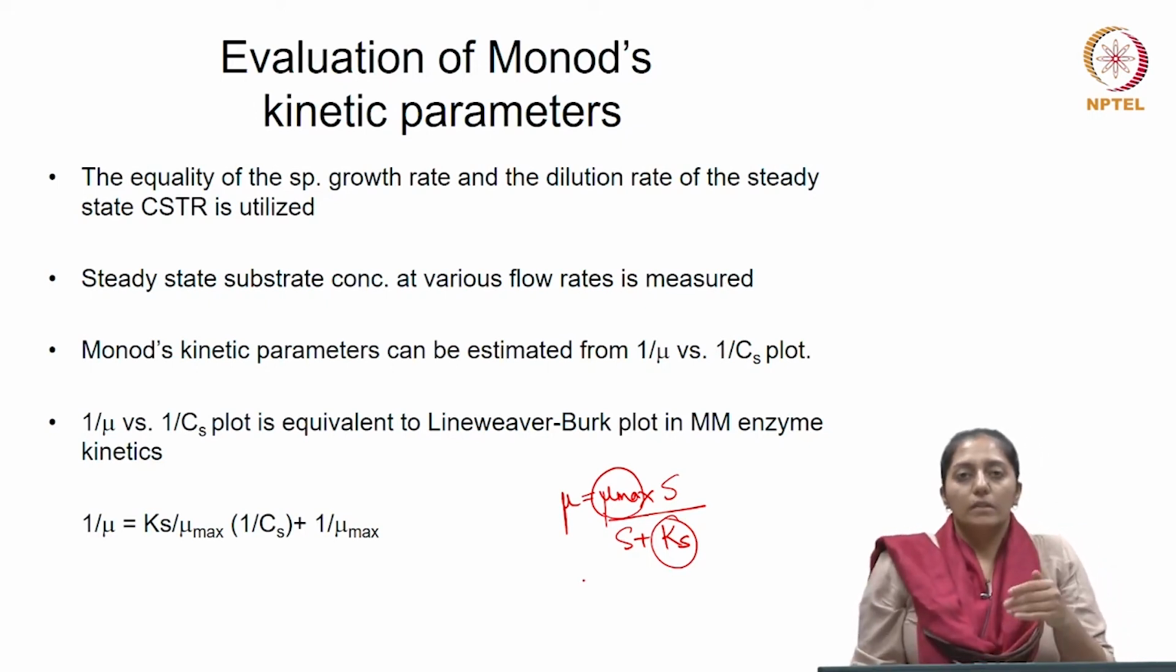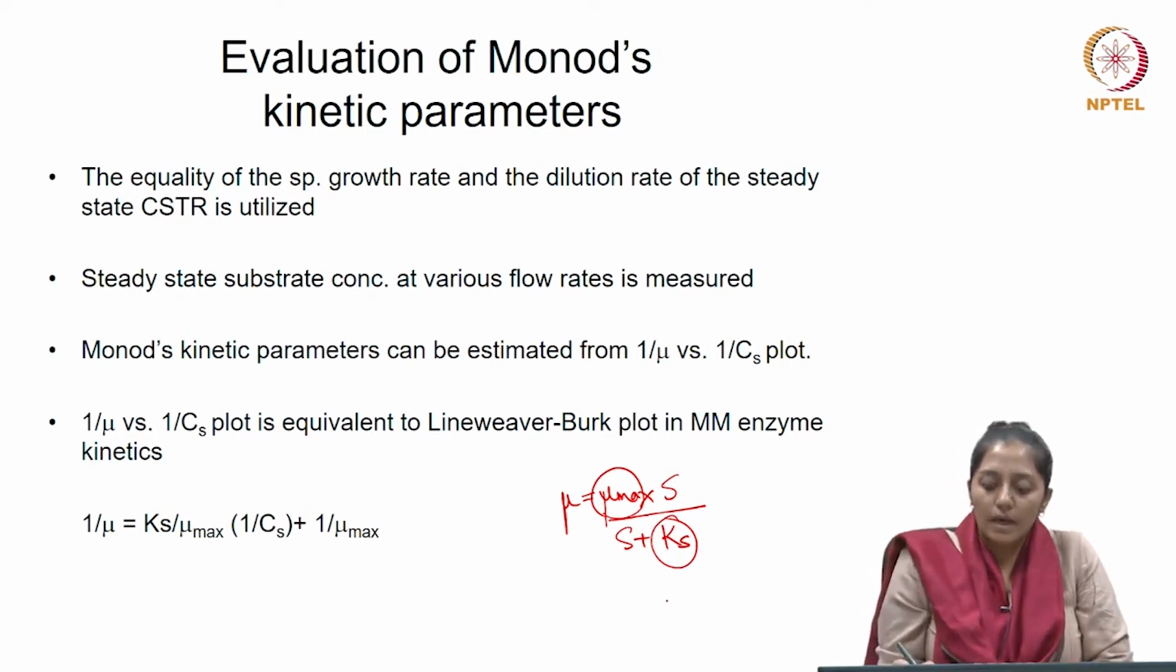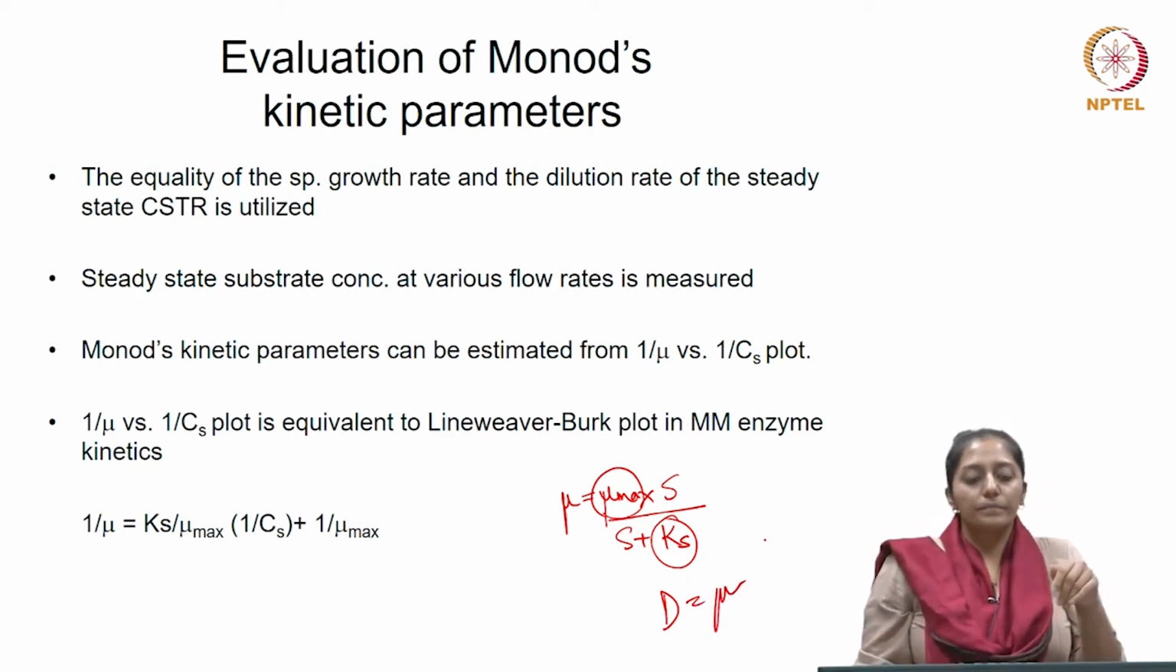How? Because now we know that in a continuous mode of cultivation, one can manipulate the growth rate of the culture by changing the dilution rates. And running a chemostat would mean that whatever is the dilution rate will be equal to the specific growth rate of the culture. As we learnt, for a chemostat, D becomes equal to mu. So, now the equality of the specific growth rate and the dilution rate of the steady state CSTR can be utilized to determine the Monod's constants.